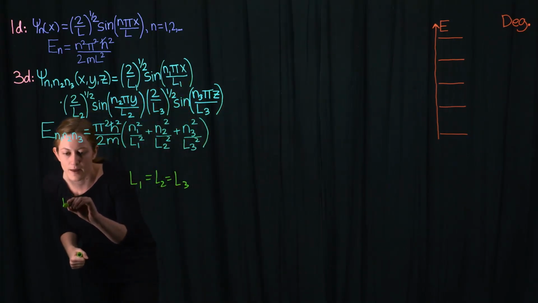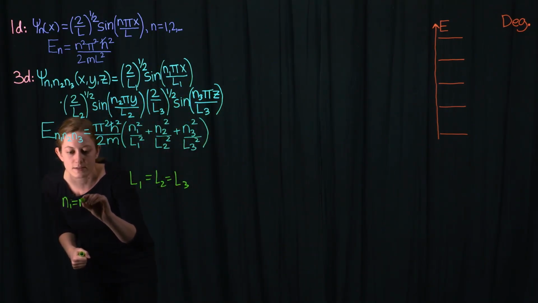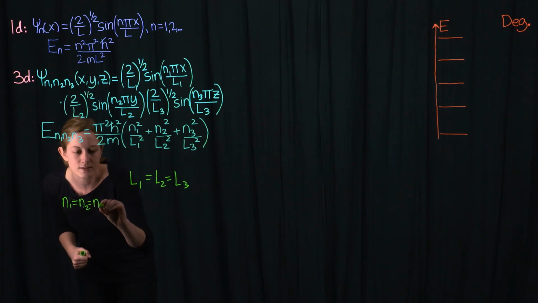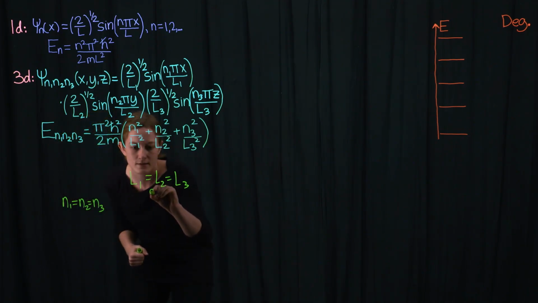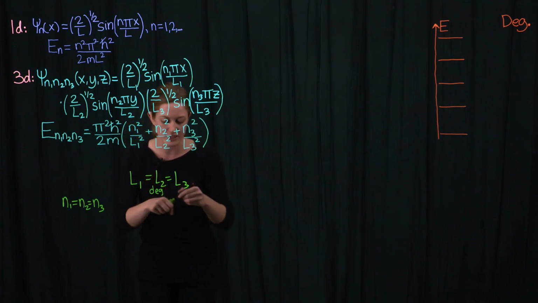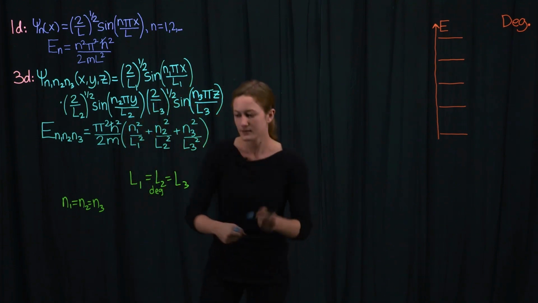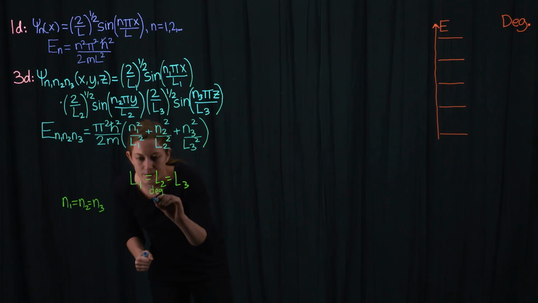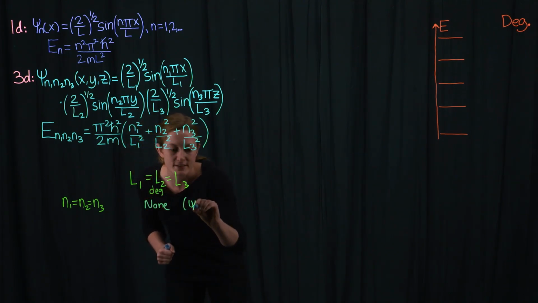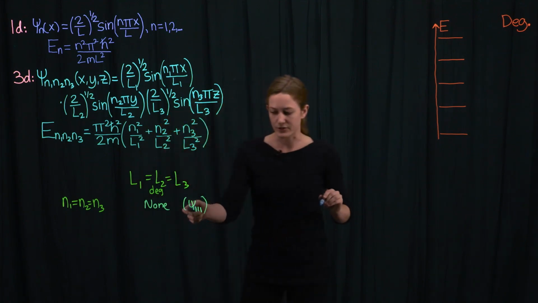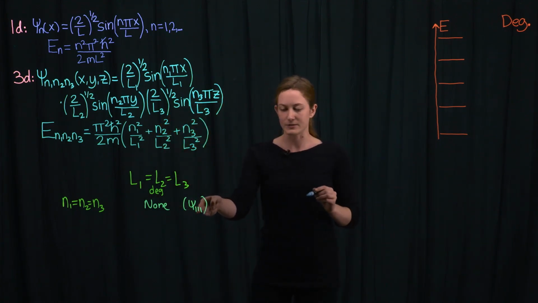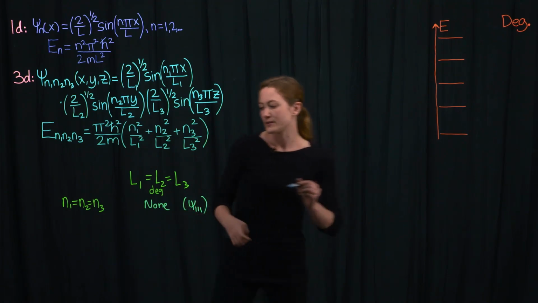So for instance, when n1 equals n2 equals n3, the degeneracy for the symmetric box is, well, none. It's 0. So for instance, the ground state of the symmetric box, n1 equals n2 equals n3 equals 1.